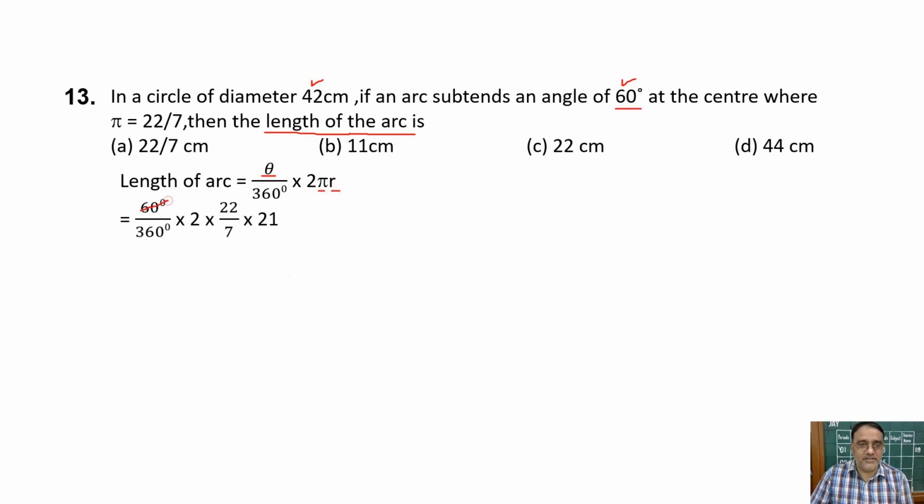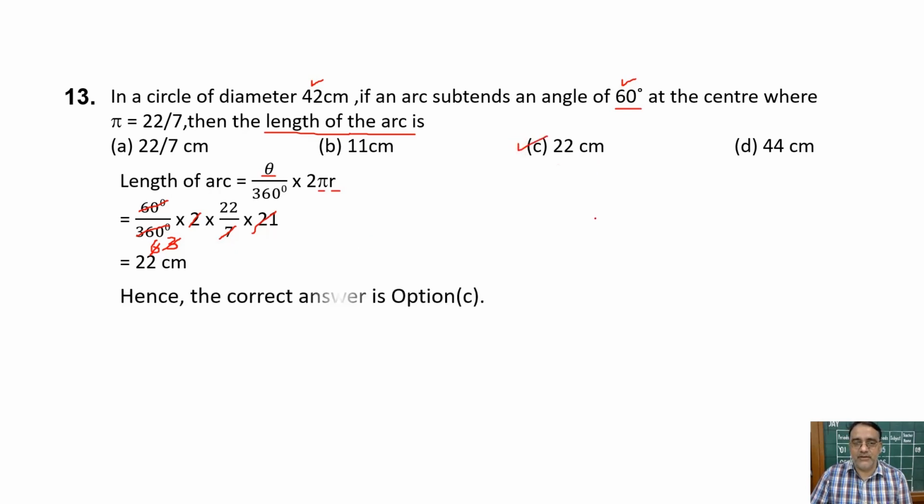अब थोड़ा सा कैलकुलेशन करेंगे हम लोग. 60 और ये cancel कर सकते हैं हम लोग 6 से, right? So 2 3s are. Now 3 into 7 21 होता है, तो इसके साथ पूरा cancel कर दिए. So we'll get 22 centimeters. So which option is the correct one? Option C. Option C, right.